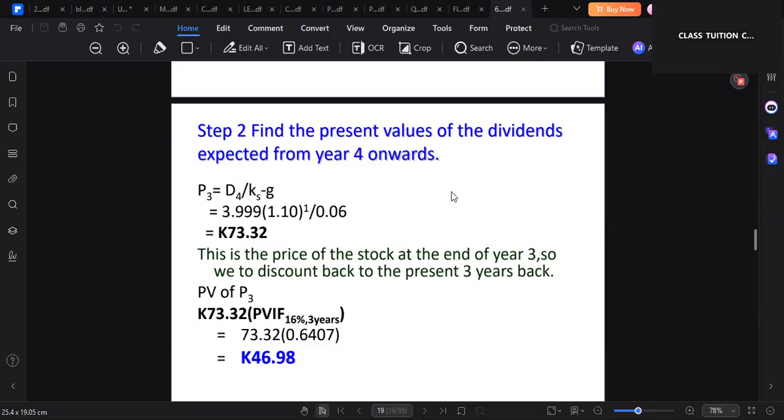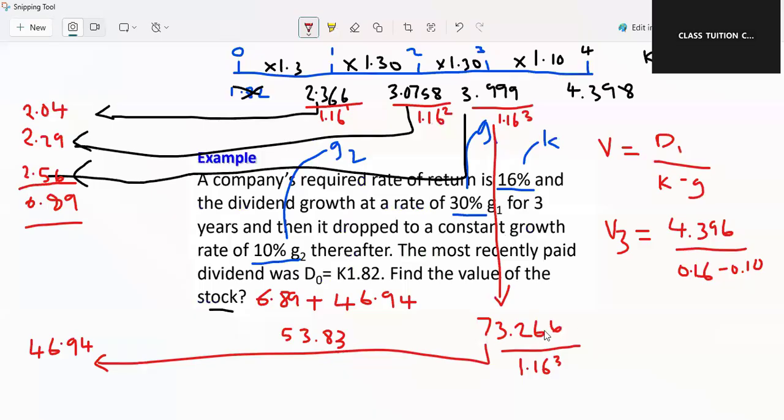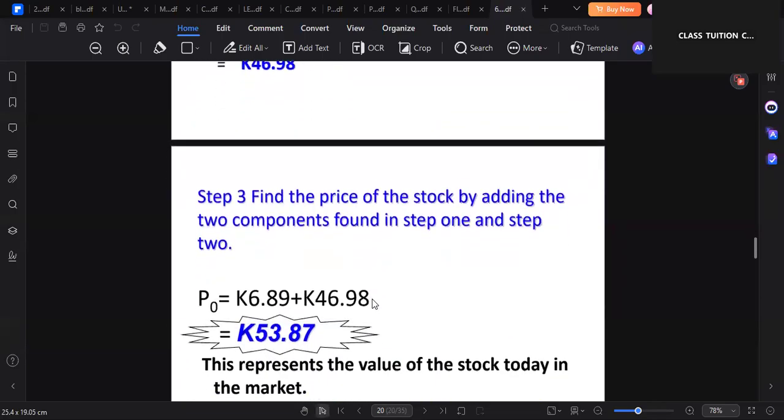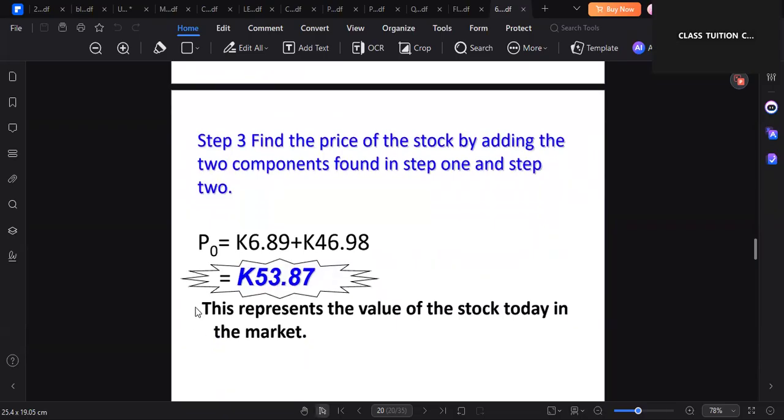But this is the value of stock as at year 3. So in year 3, we found 73.26. We discount this again because it's in the third year, going backwards. So that 73 is taken to the present value now as 46.96. Then you add the two, the first phase and the second phase. When you add them, you calculate the value of stock today in the market. I hope that is clear now.